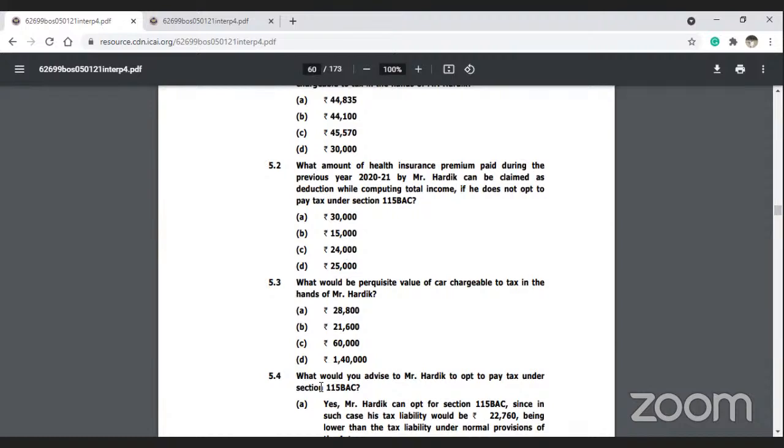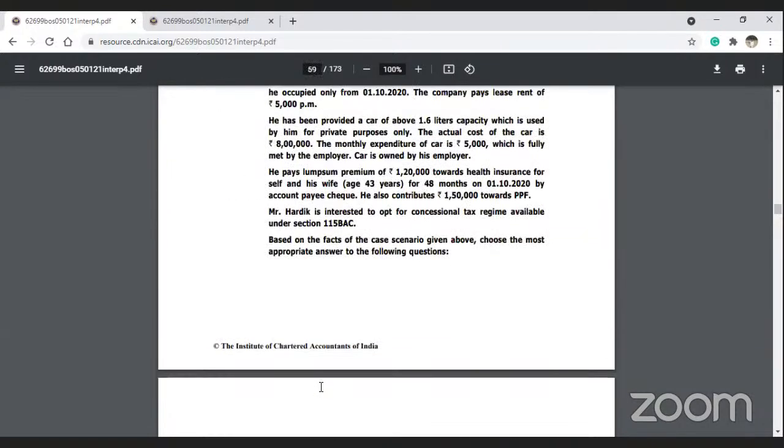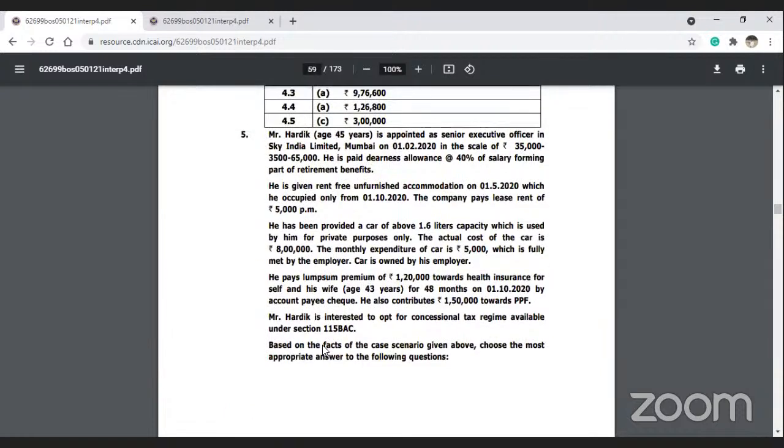What amount of health insurance premium paid during the previous year 2021 by Mr. Hardik can be claimed as deduction while computing total income if he does not opt for 115BAC? He pays lump sum premium of 1,20,000 towards health insurance of self and his wife for 48 months on 1/10/2020 by account payee cheque. 48 months, first of all, that will be 4 years, and we will have to take only for half year. Correct.